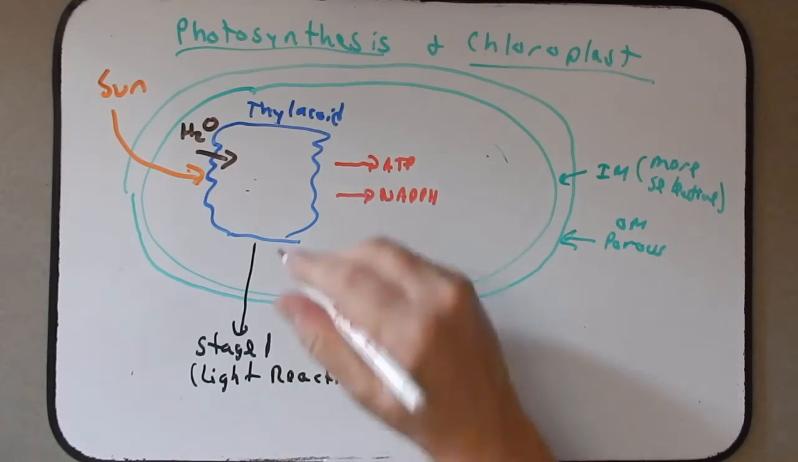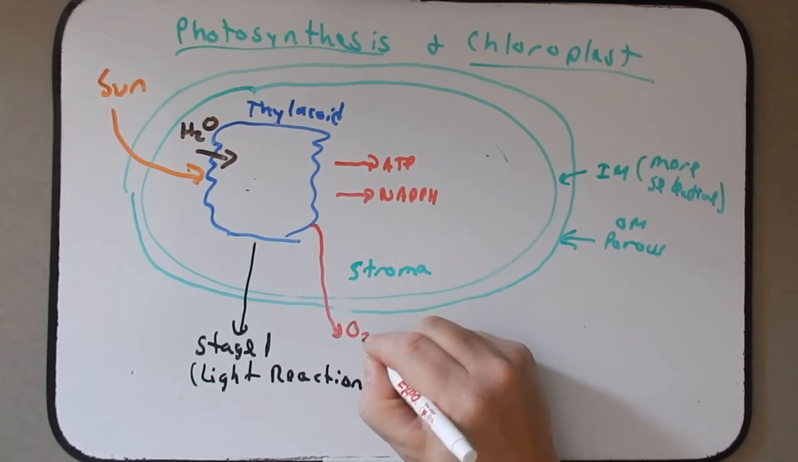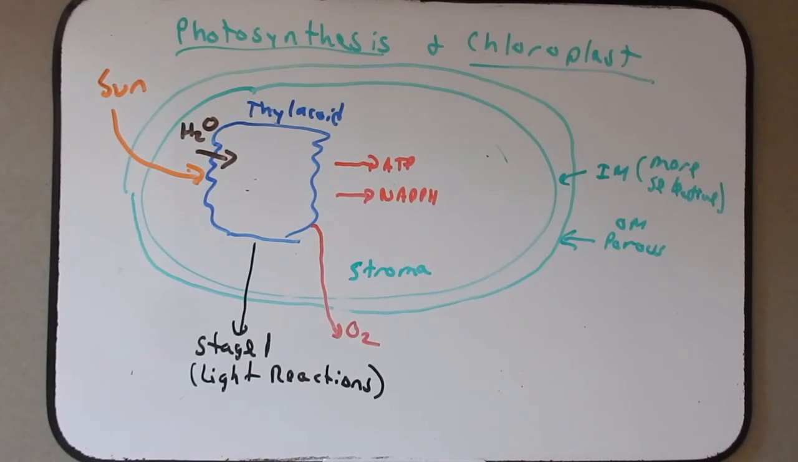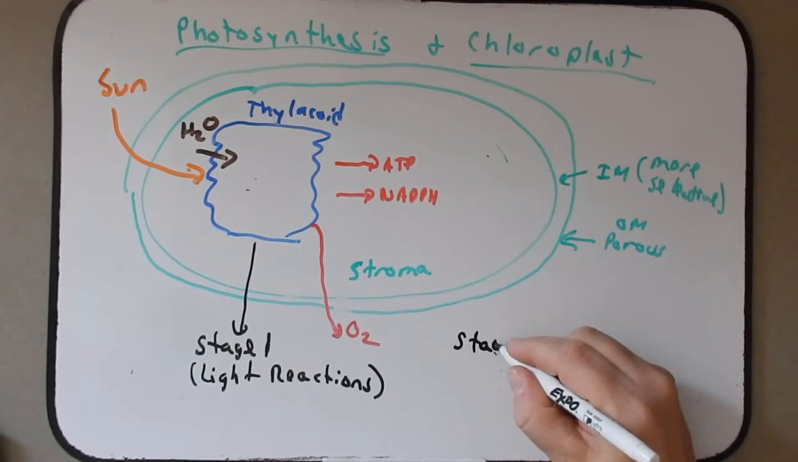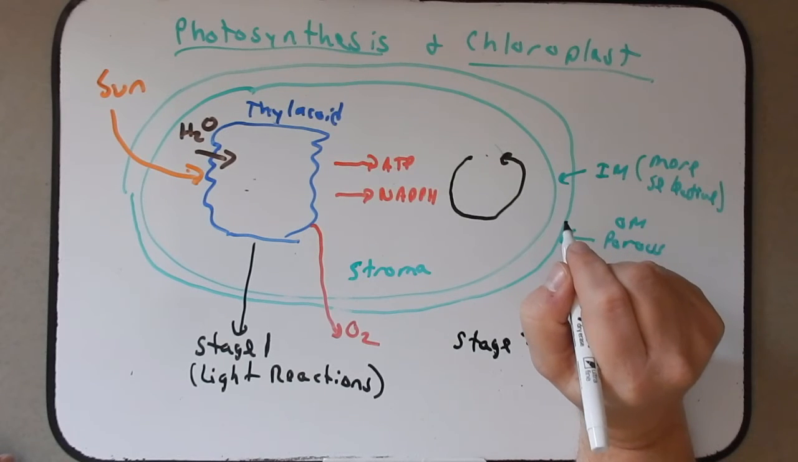I should also mention they make oxygen, which is taken out of the chloroplast as well. I wrote these in here because these are going to be used for the next stage of photosynthesis. So let's talk about stage 2. Stage 2 is going to use ATP and NADPH in the stroma to make glucose.